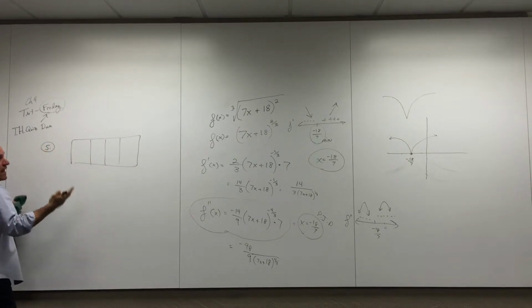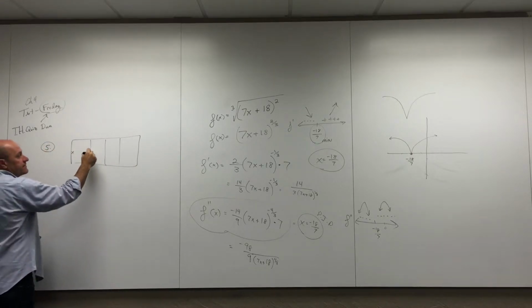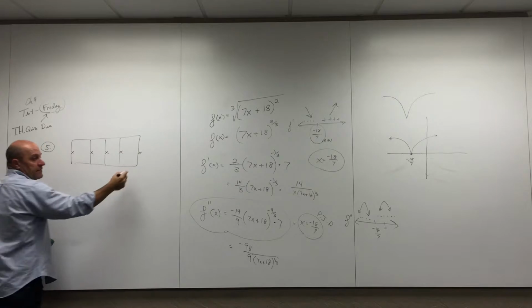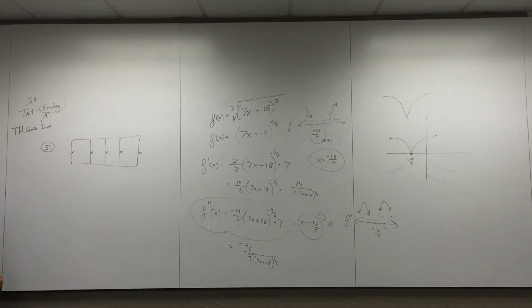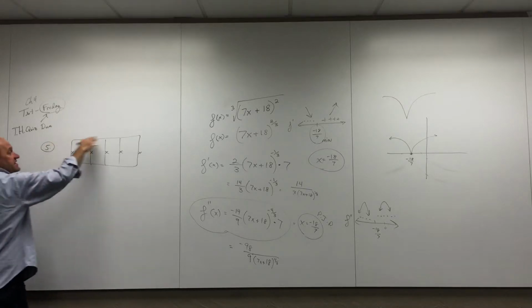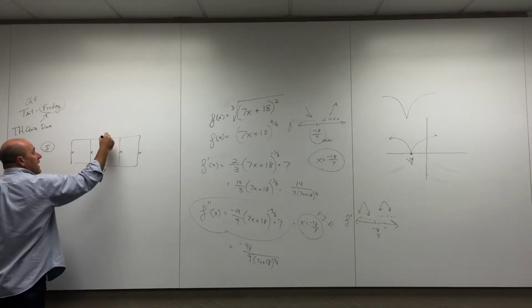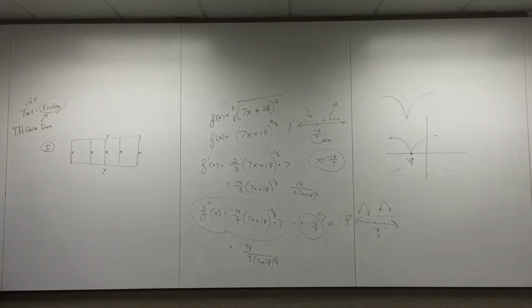What I would do is label these X. And by the way, once you label one of them X, they're all X, because it's a rectangle. They're all the same width. I'm labeling those widths X, and then I'll label these lengths Y. And then I know something about the perimeter. All this fence has to add up. How much fence do I have?